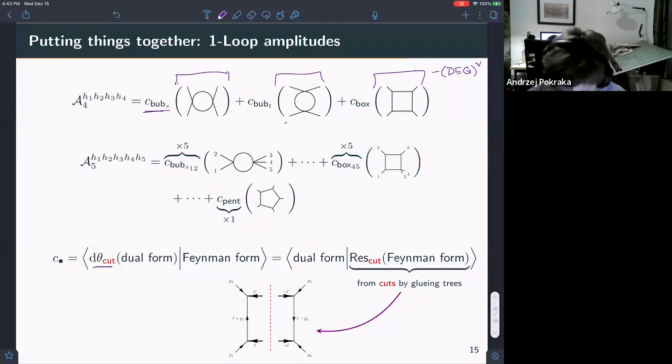We have some dual form, which is restricted or localized to a generalized unitarity cut. That turns into a residue on the right-hand side. This means that this amplitude is going to factorize. We can compute this factorized amplitude just by gluing together trees from cuts. And then there's some leftover piece which will contain residues, where we take a bunch of residues at the branch points of the Feynman integral.